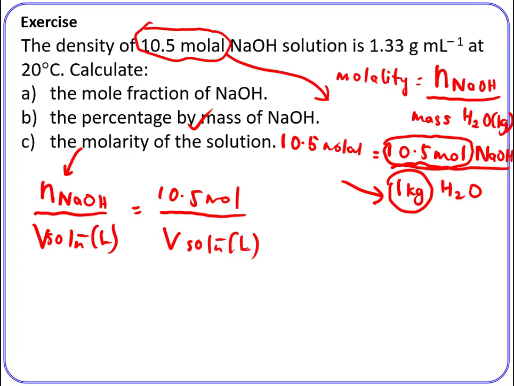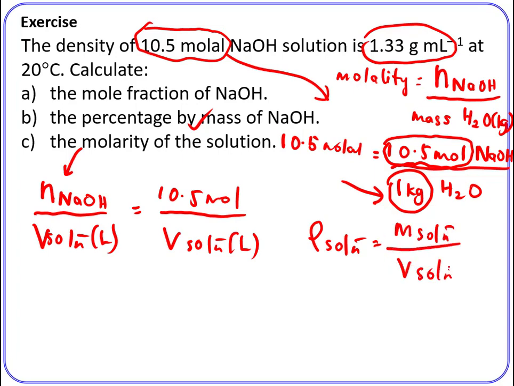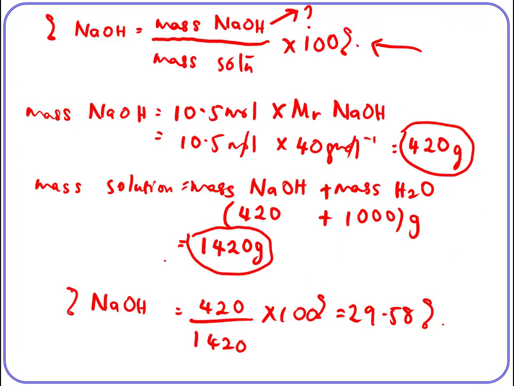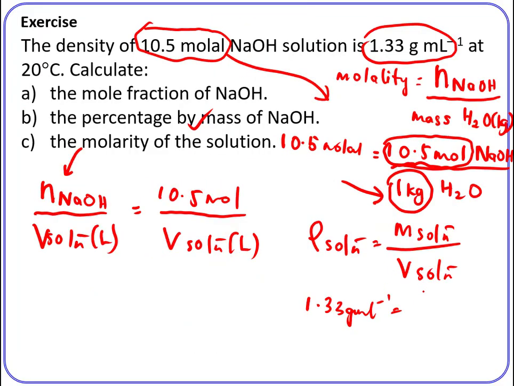The question is how to find the volume of solution in liter. Since you are given the density of solution is 1.33 gram per mL, which we know that density of the solution is equal to the mass of solution divided by the volume of solution, right? So you insert it here, 1.33 gram per mL equals to mass of solution. So how many gram of mass of solution just now is 1420 is the mass of solution. So insert it here.